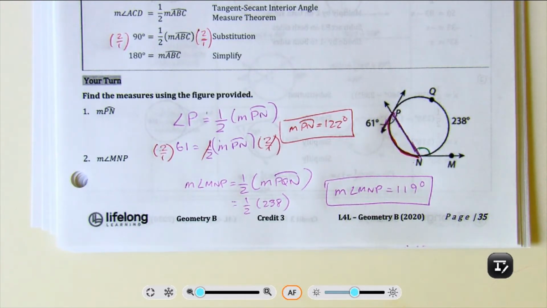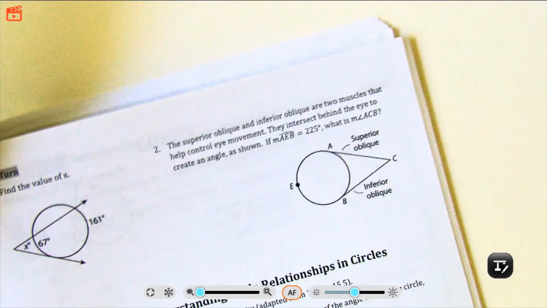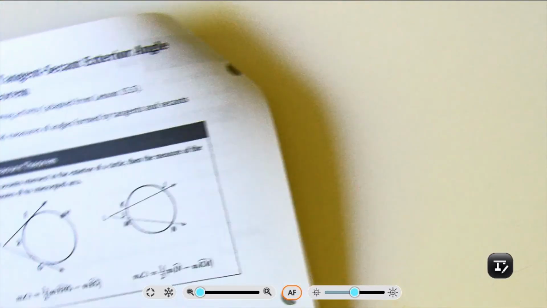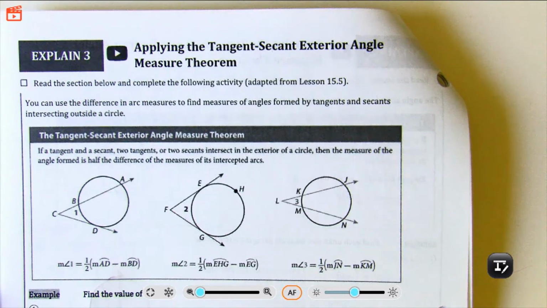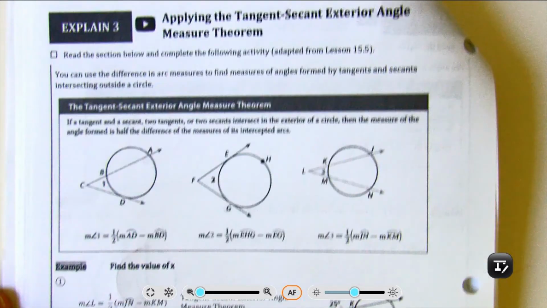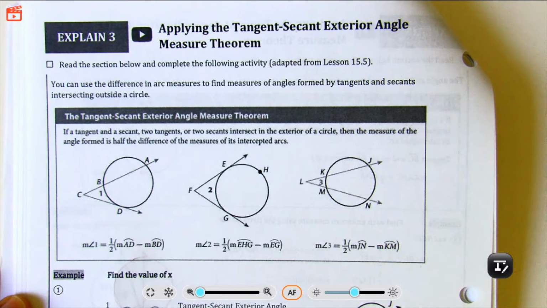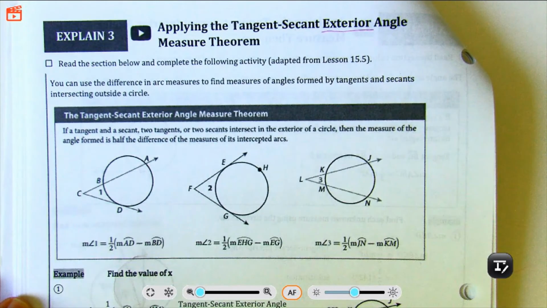Okay, and then let's go on to the last theorem in this lesson, which is the tangent secant exterior angle measure theorem. So one key word I want to point out is this word exterior. The angle is exterior, meaning that the angle is outside of the circle.